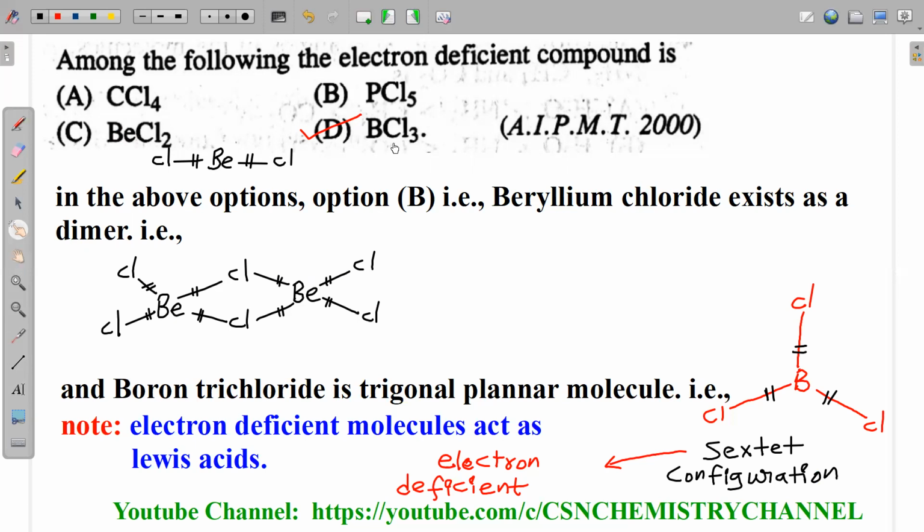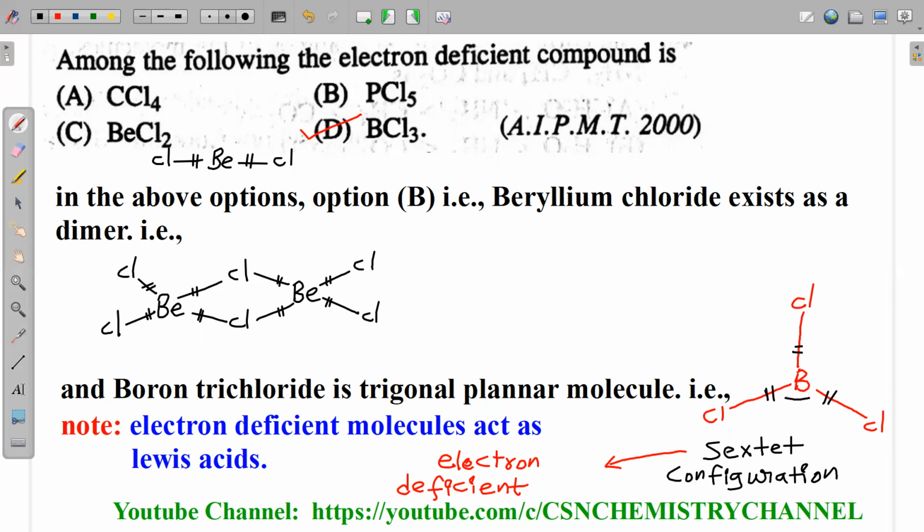But if you observe BCl3, it is called boron trichloride. It is a trigonal planar molecule. All of you know the structure, in sp2 hybridization. Boron single bonded to three chlorines. The central atom boron has 2 electrons, 2 electrons, 2 electrons, a total of 6 electrons in the valency of boron. 6 electrons is called a sextet electronic configuration, indicating that boron still requires 2 electrons to get an octet configuration.